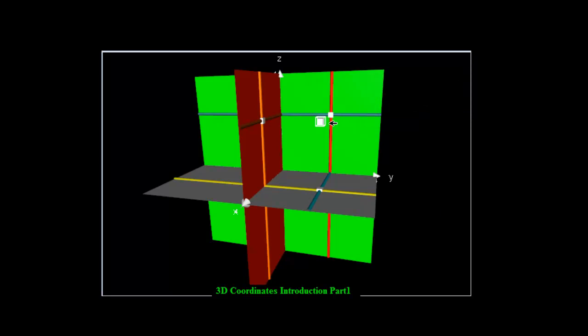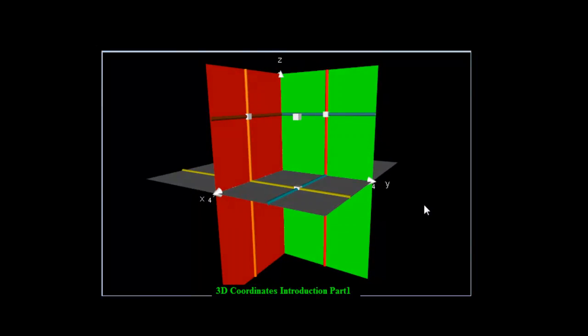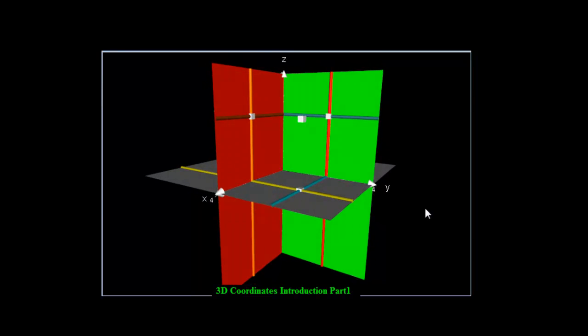Okay, of course if that point was over here, it'll have negative coordinates, but at the moment we're only interested in the positive side of the x, y and z axes. But we'll be looking at some negative coordinates in the next 2 tutorials. That's what I wanted to show you.